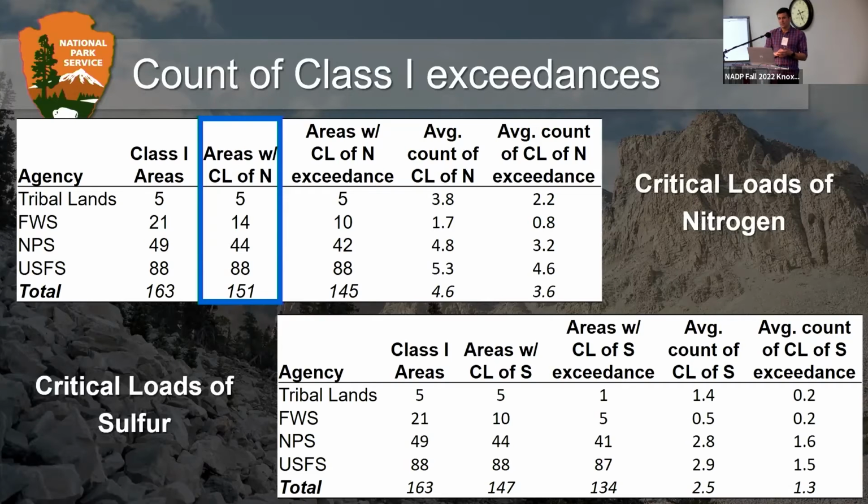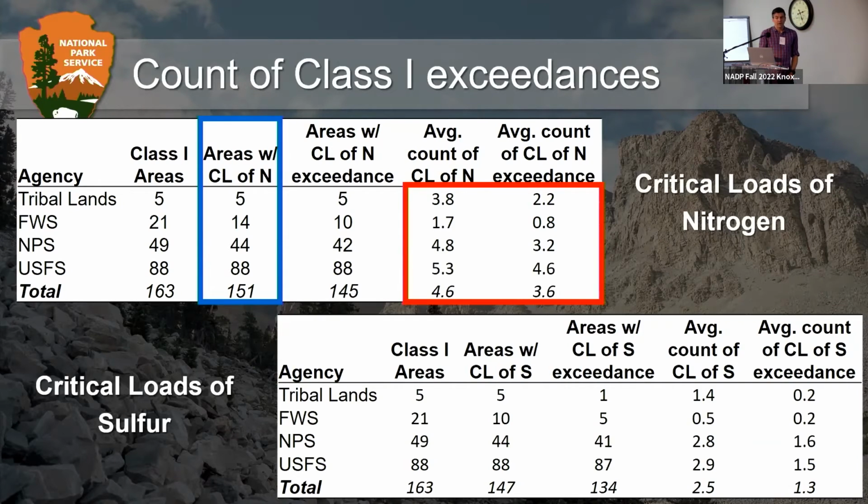And so when we have data for Class 1 areas, it gives us more teeth to push back against new permits. It gives us more of a voice in the conversation of what needs to be changed. Within this, we have almost all of the Class 1 areas. We have at least a critical load of nitrogen. So this is the 5 of 5, 14 of 21, 44 of 49. And these are the CONUS areas. Since we don't have deposition data outside of the US, it's harder to calculate critical loads for those, like Alaska, Hawaii, and outside of the coast.